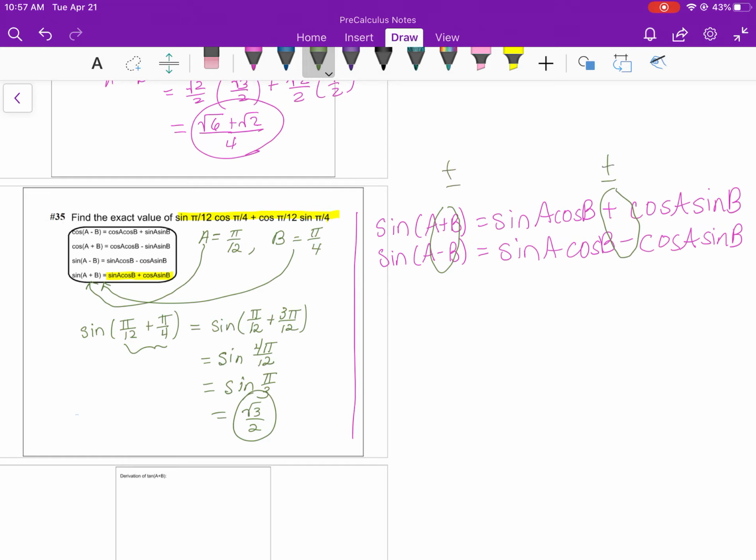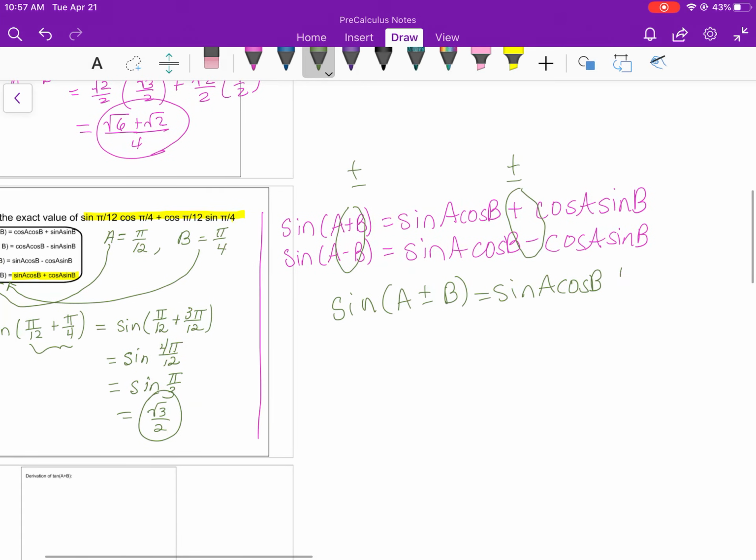And remember on your handout, on your identity sheet, they use U and V for the angles. I don't tend to use those very much because they look so similar. So that's why I switched it to A and B. But if you chunk these two formulas together, you'd have A plus or minus B, and then sine A cosine B plus or minus cosine A sine B.